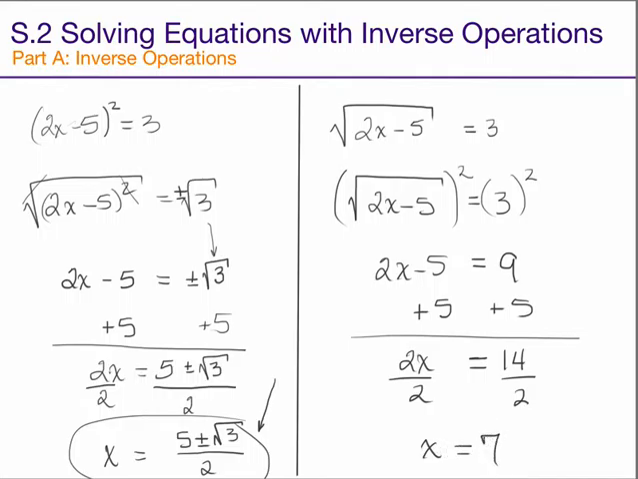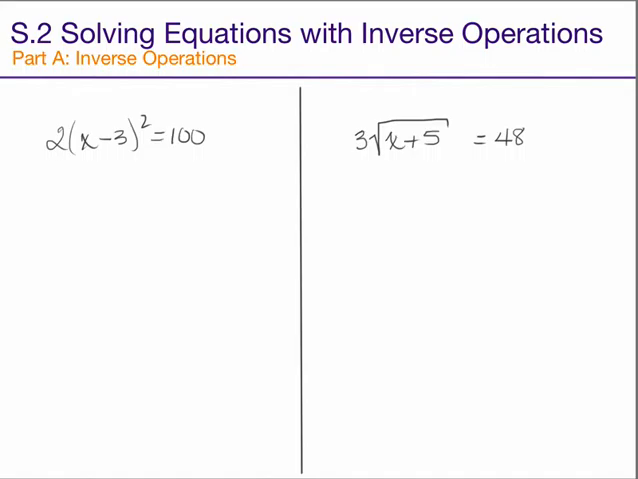This problem only has one solution because there was no plus or minus anywhere in all of my work. Here are a couple more examples. One where I'm going to have to unsquare to get to x, and one where I'm going to have to square to get to x. We'll start with this one.